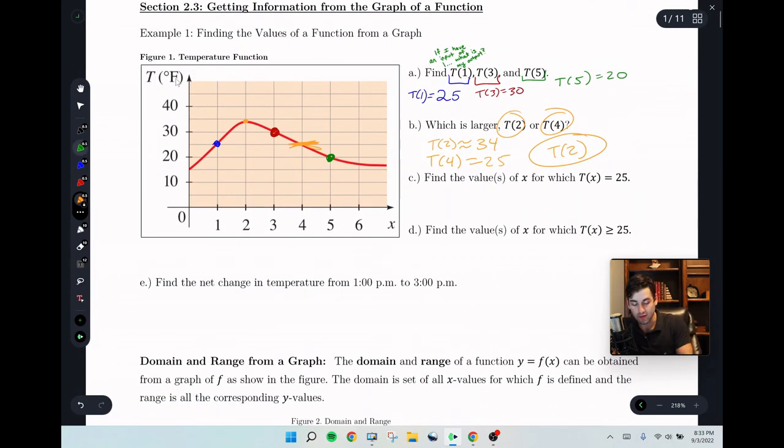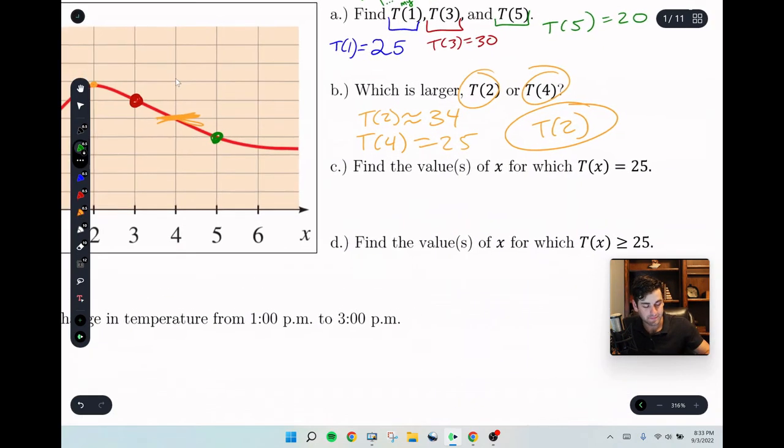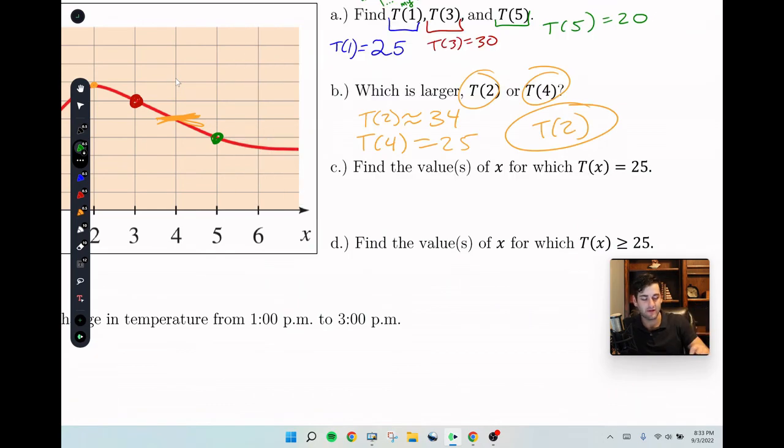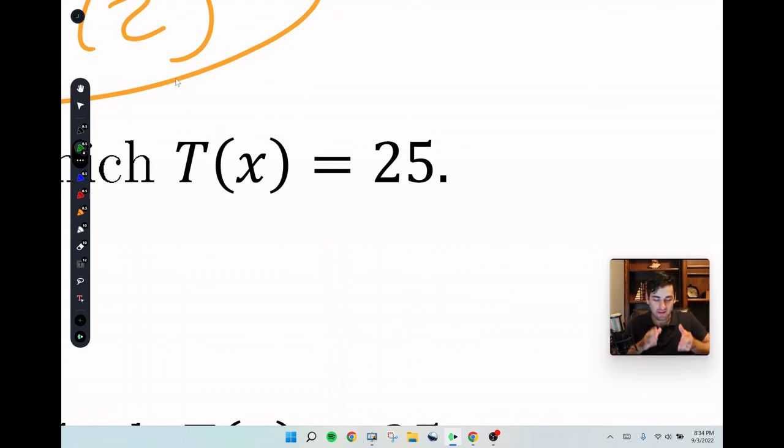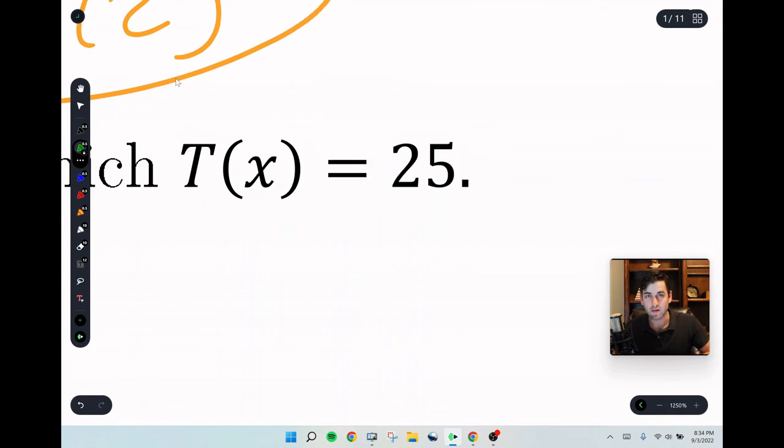All right, so we're looking at, for what values of x is T of x 25? Again, if we zoom in real big to this, we say forget about the graph, forget about the function, forget about anything that we knew from the problem. Let's look at this and say, what is this saying? What is this in words? Can you read this as? And it reads as T of x equals 25.